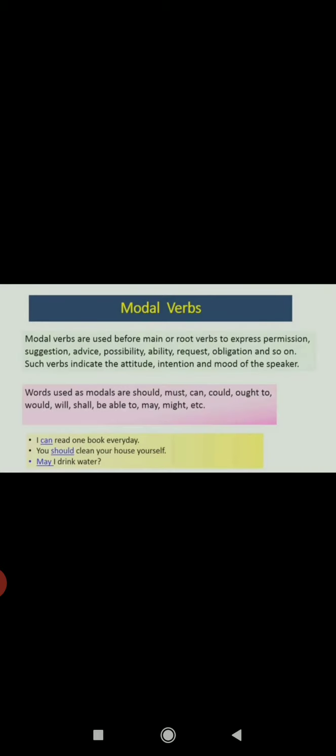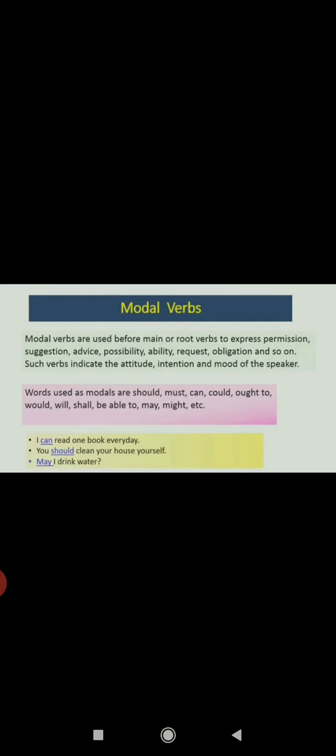Then next and last one is modal verbs. Modal verbs are used before main or root verb to express permission, suggestion, advice, possibility, ability, request, obligation and so on. Such verbs indicate the attitude, intention and mood of the speaker. Words used as modals are should, must, can, could, ought to, would, will, shall, be able to, may, might, etc.